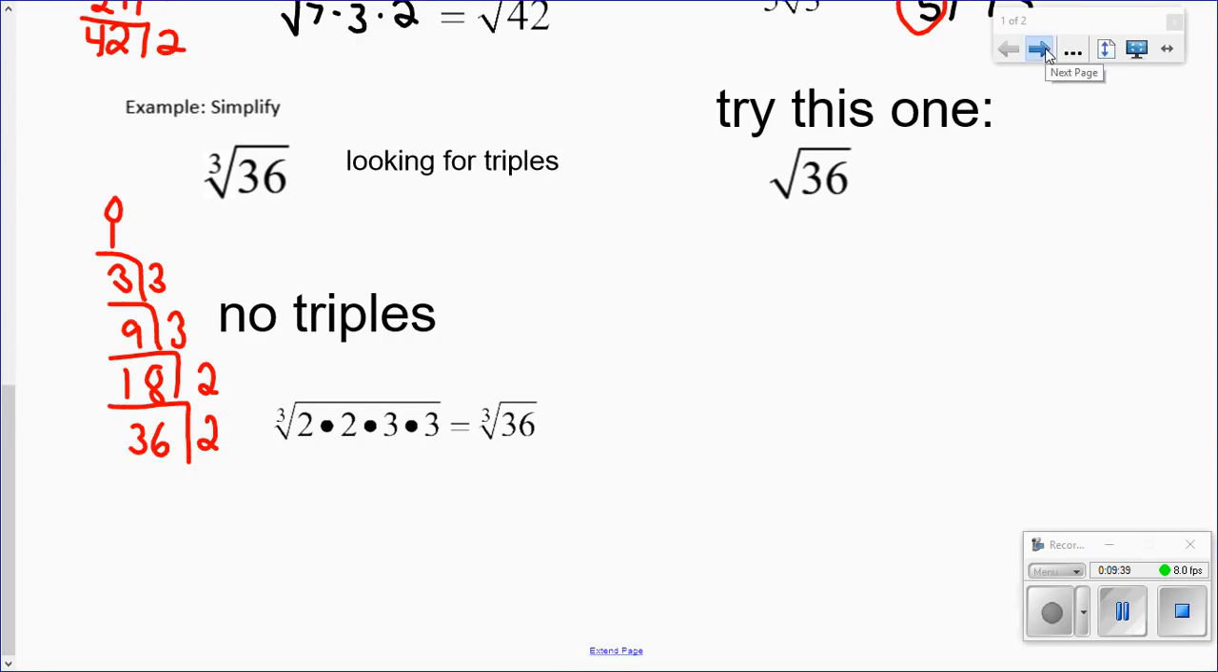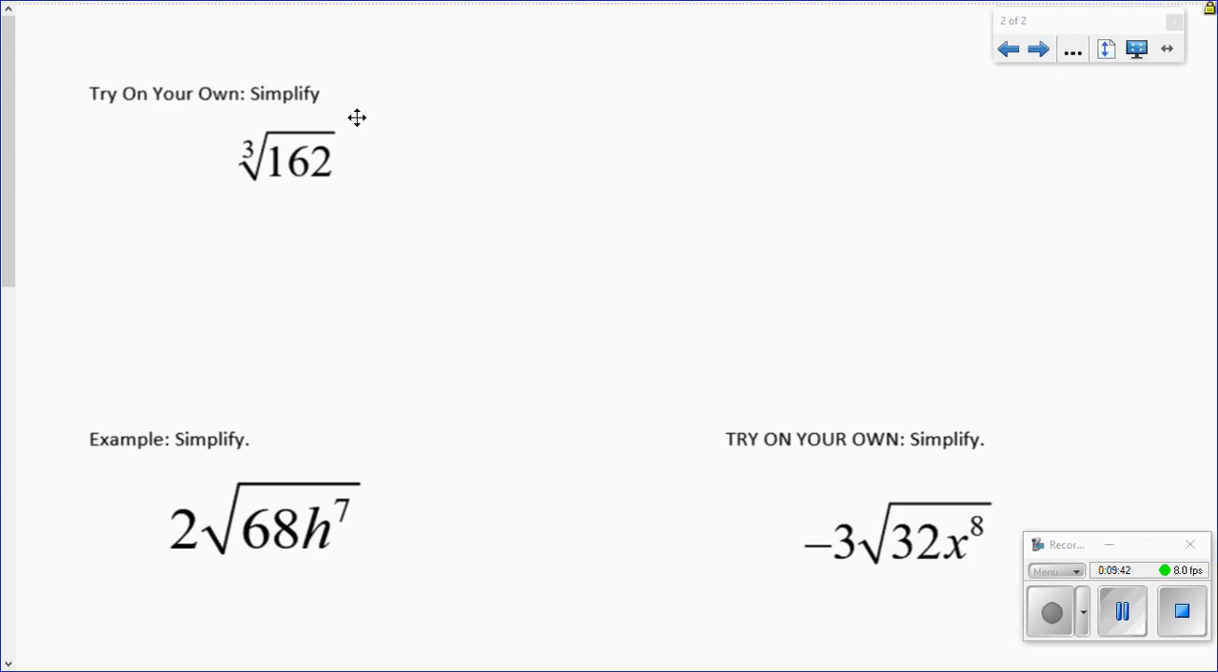Next page. You guys are also going to try this one on your own. This is a cube root, so you're going to be looking for triples for that one as well. This one's not as obvious about what goes into it, so you will have to think about it.